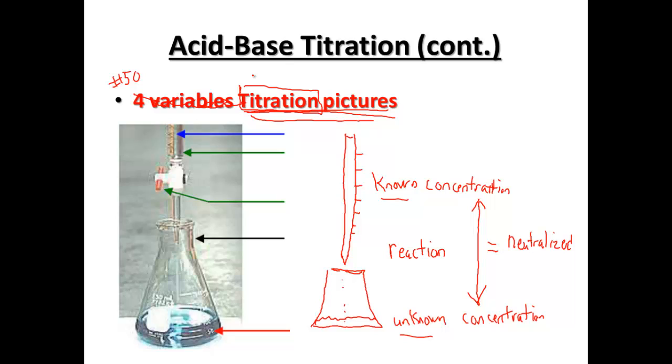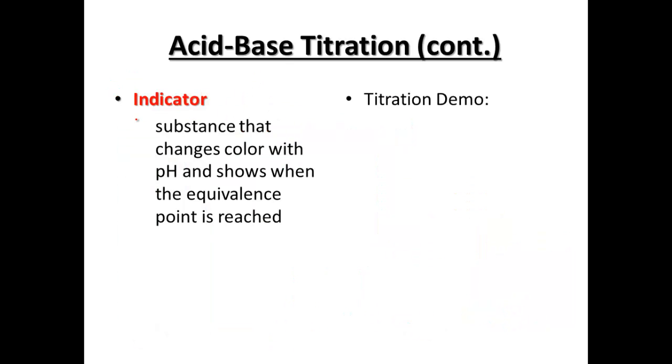Now, to help us out, we're going to have an indicator in the solution. An indicator in the solution is something that changes color depending on the pH. So as that color changes, we're going to find out what the equivalence point of the known, say, acid is going to equal the unknown base, or vice versa.